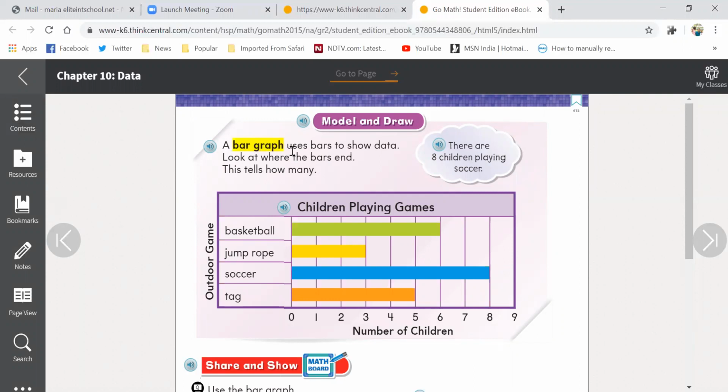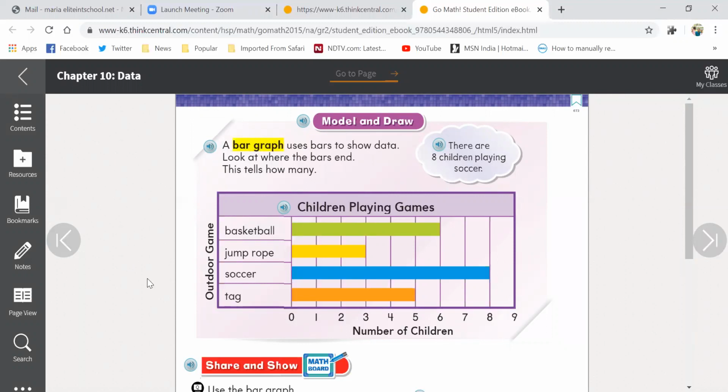As for graph, here, try to read with me. A bar graph uses bars. Bars is this one. You see these lines? These are called bars. Again, a bar graph uses bars to show data. Look at where the bars end. That is very, very crucial. It starts from here. Why do I say it starts from here? Because you see the number 0. And where does it end? In this case, it ends here at number 6. This tells me how many.